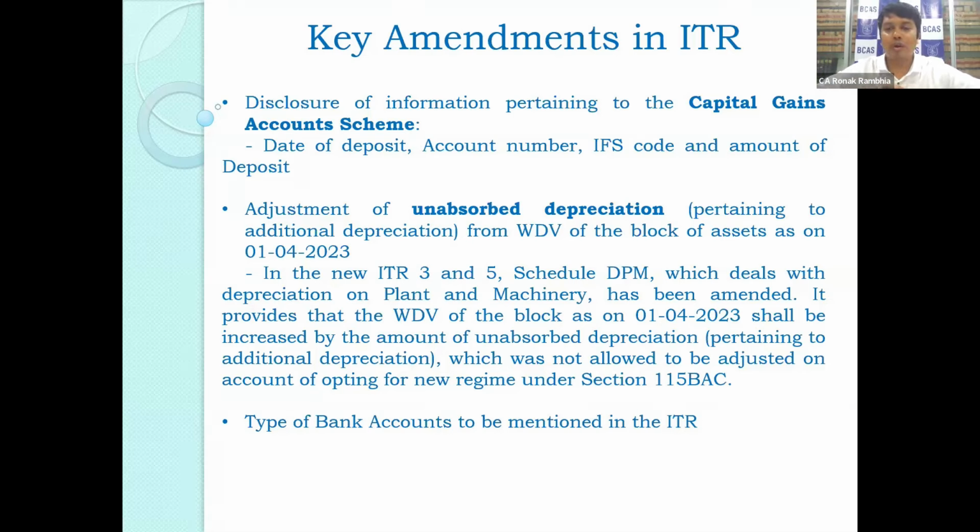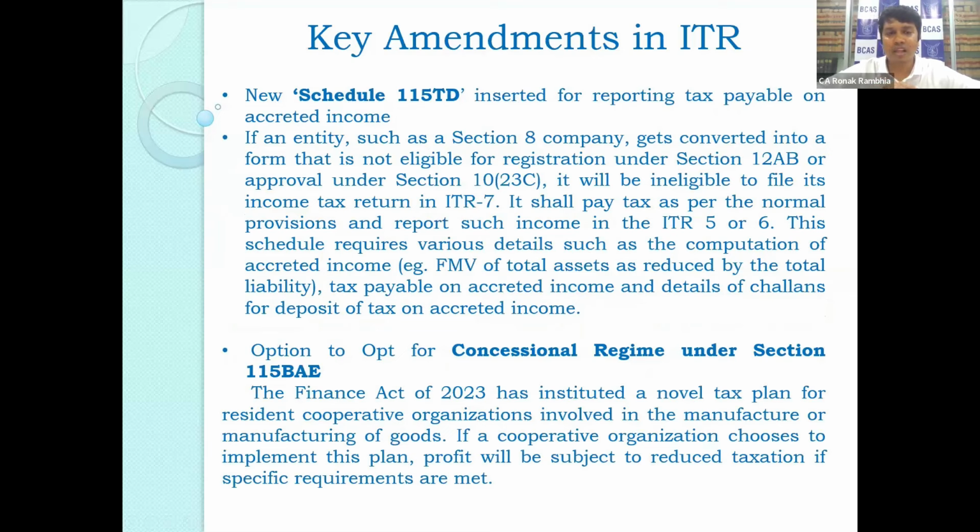Here you now have to mention which type of accounts are maintained by the company. The current account, overdraft account, CC account, and savings account are also required to be mentioned in the income tax return. There is one new schedule, which is schedule 115TD, which is reporting tax payable on the accreted income. So if an entity such as a Section 8 company or a trust gets converted into a form that is not eligible for registration under Section 12AB or approval under Section 10(23C), it will be ineligible to file its income tax form under ITR 7, and it will have to pay tax as per the normal provisions and report such income in the ITR 5 or ITR 6.